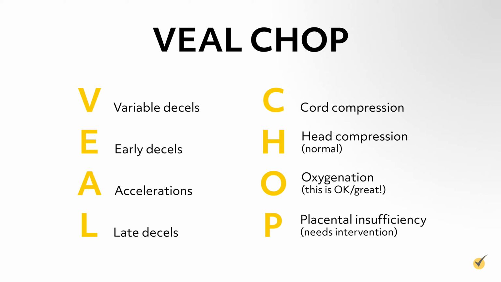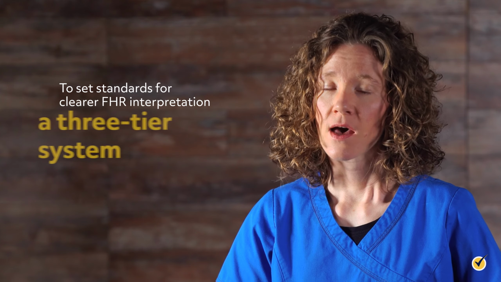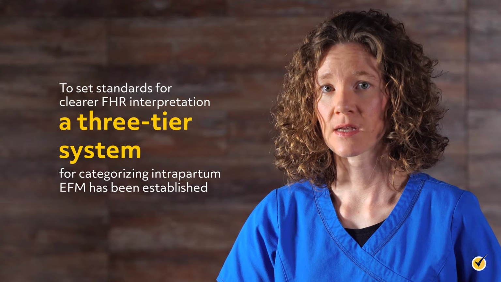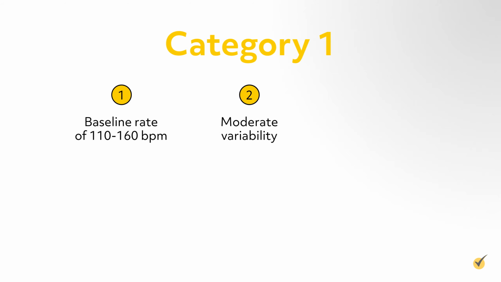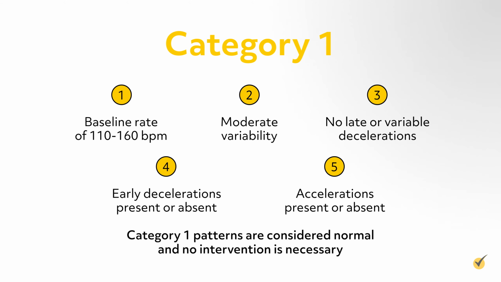This needs intervention. To set standards for a clearer fetal heart rate interpretation, a 3-tier system for categorizing intrapartum EFM has been established. A Category 1 fetal heart rate pattern is defined as having a baseline rate of 110 to 160 beats per minute, moderate variability, no late or variable decelerations, early decelerations present or absent, and accelerations present or absent. Category 1 patterns are considered normal and no intervention is necessary.